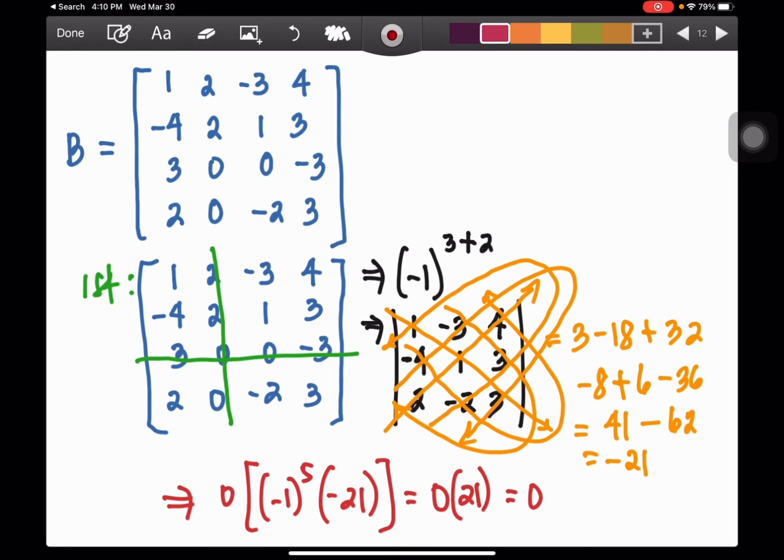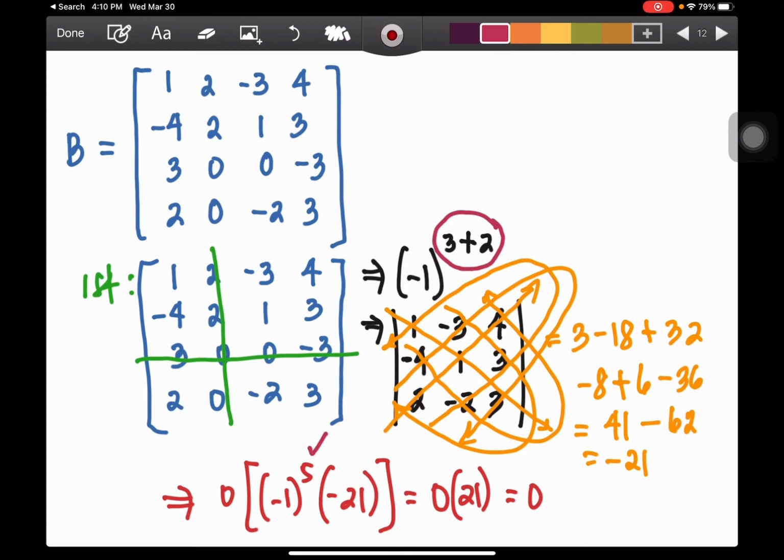So suppose we're given the matrix B. So we have 1, 2, negative 3, 4, negative 4, 2, 1, 3, 3, 0, 0, negative 3, 2, 0, negative 2, and 3. Now, in this case, I would like to look at the column and the row that contains more zeros. So, as I can see here, it's the third row and the second column. So, we have 3 plus 2. So, 3 plus 2 is equal to 5.